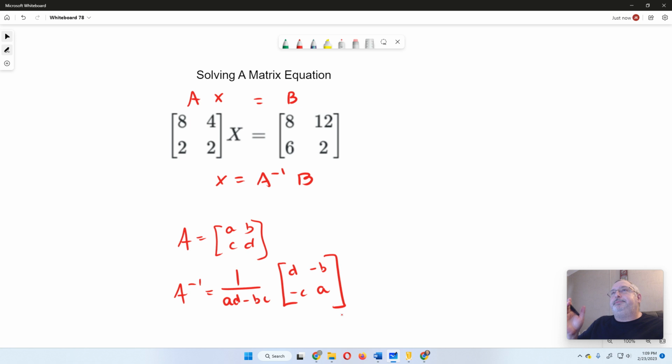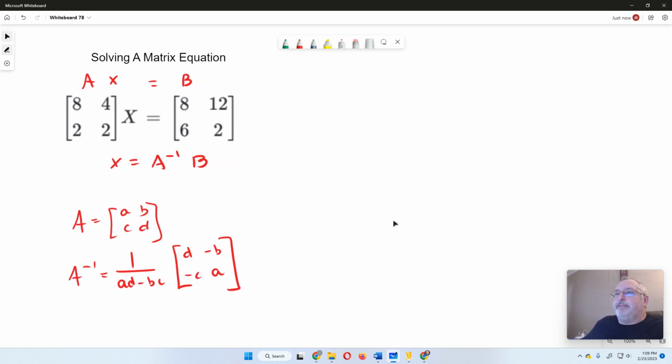Remember that matrix multiplication is not always commutative. So it's important that you multiply it this way and not B times the inverse, because it doesn't always work out to be the same answer. So let's take a look at how to find the inverse.